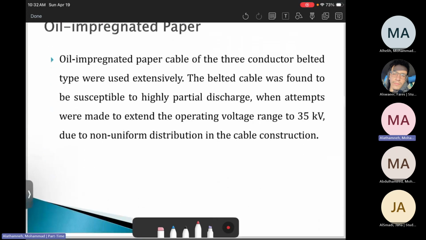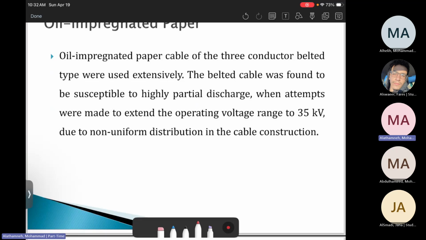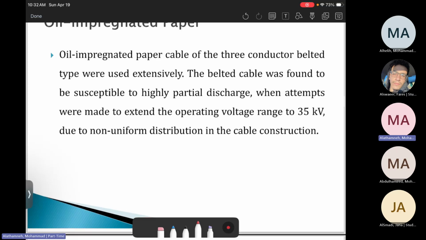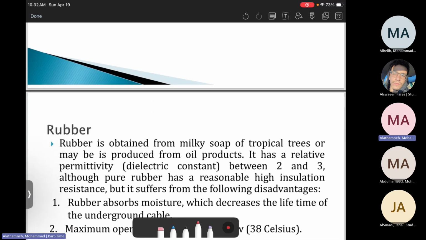The oil impregnated paper cable, three conductor, were used extensively, but the belted cable was found to be susceptible to high partial discharge. The operating voltage is limited to 35 kilovolts due to the non-uniform distribution in the cable construction.